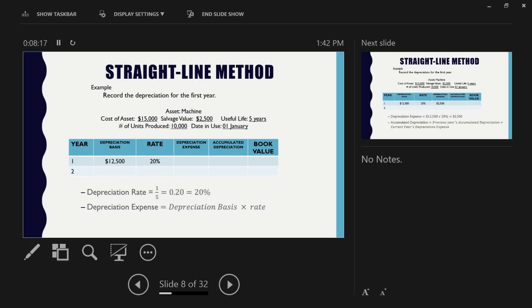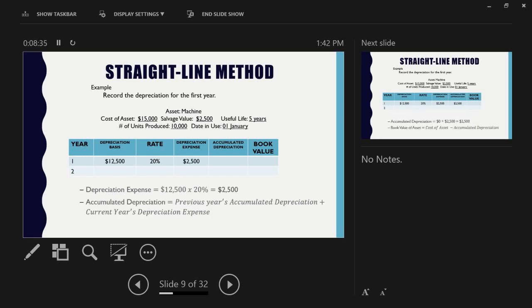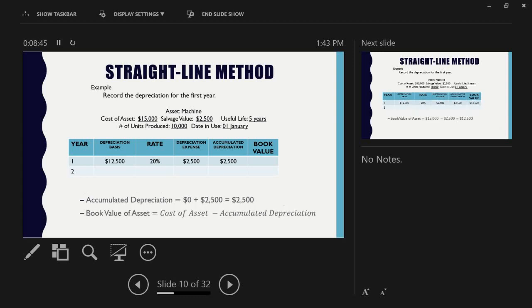Let's go ahead and calculate the depreciation expense. It's the depreciation basis times the rate. I got 2,500. Good. 2,500 depreciation. And seeing as it's the first year, you just carry the 2,500 over, because you didn't accumulate anything last year.